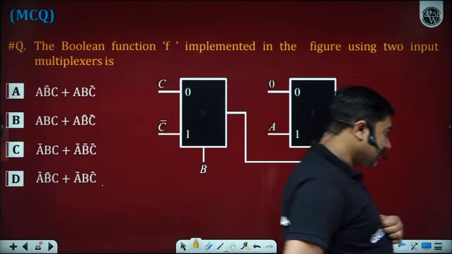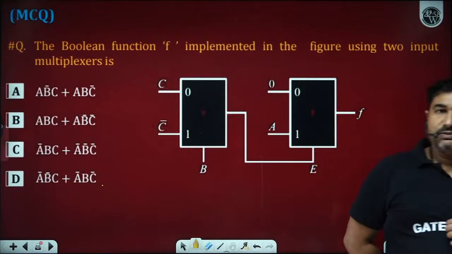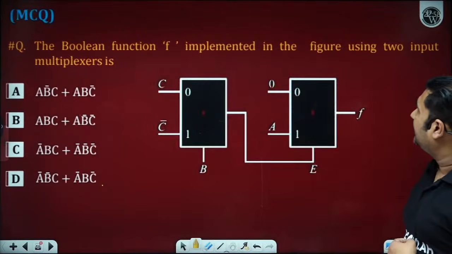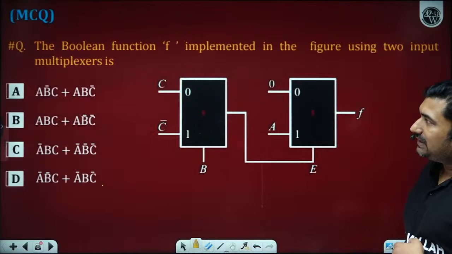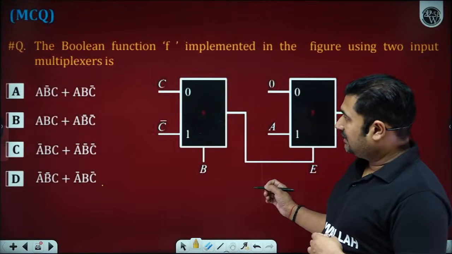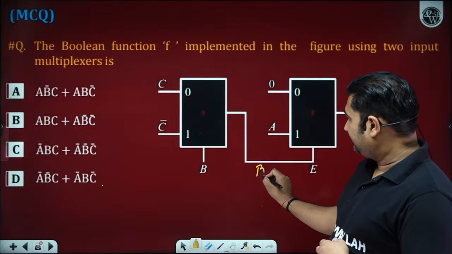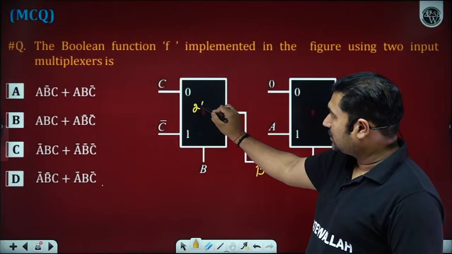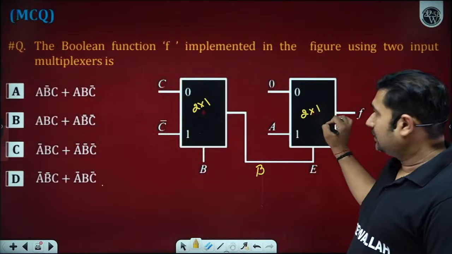Now please come back to this. Can you answer this one? We have a Boolean function f implemented in the figure using 2 input multiplexers. So can you answer this? Sir, we have a multiplexer, 2 cross 1.